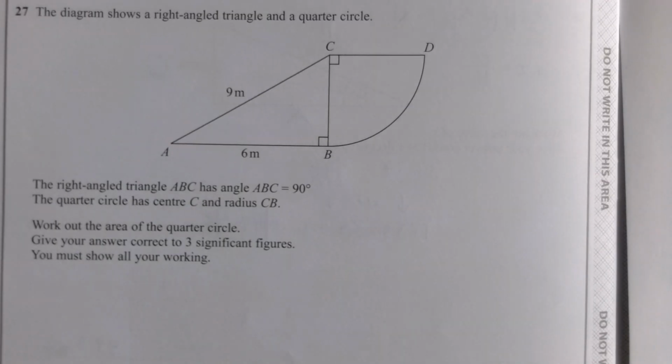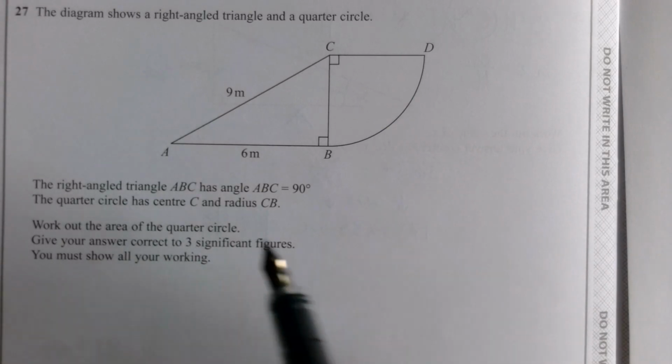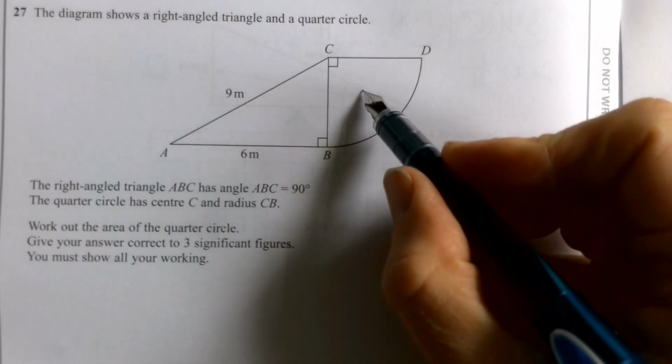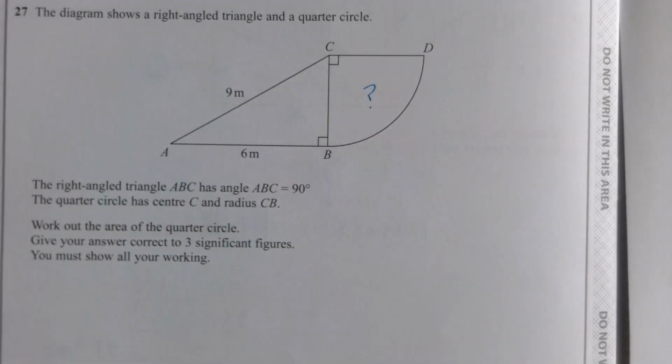Right, here's a tricky little 4-mark question. But there will be marks for working along as far as you can get. So you're trying to find out the area of the quarter circle. So the area of that part.